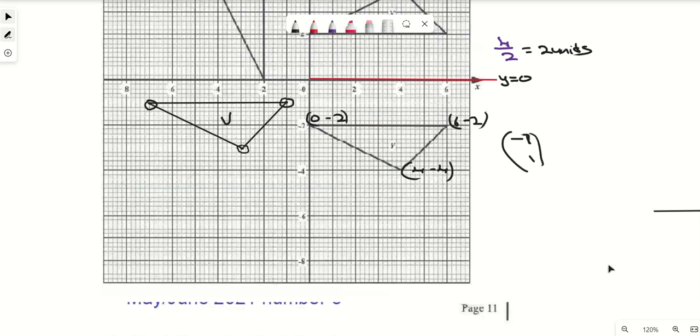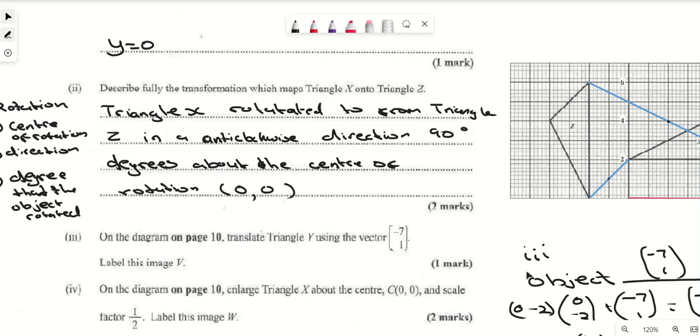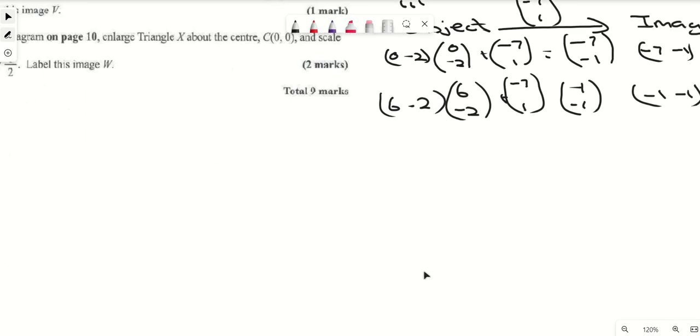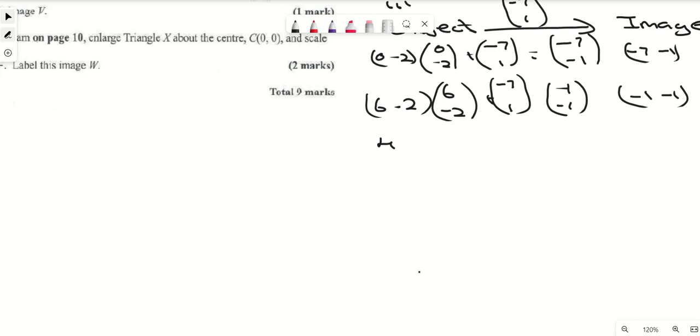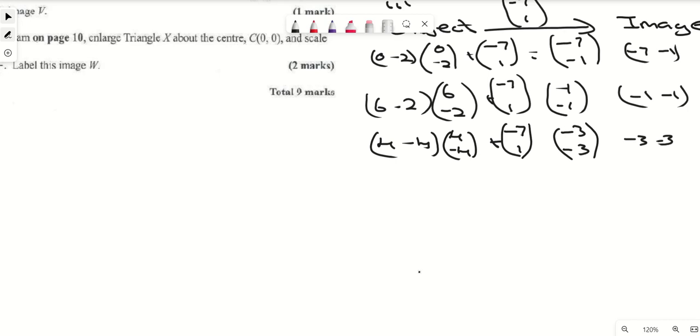And then the last one was 4, minus 4. So you're going to take that coordinate of 4, minus 4 and turn it into a column vector of 4 on top, minus 4 at the bottom. You're going to add a translation of minus 7, 1. So that's 4 plus minus 7 is minus 3, and minus 4 plus 1 is minus 3. So this would be negative 3, negative 3.